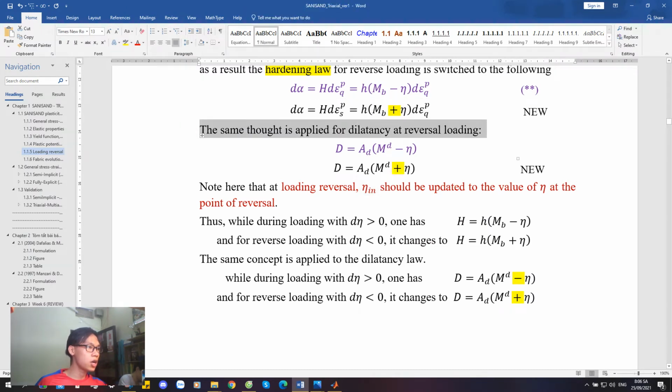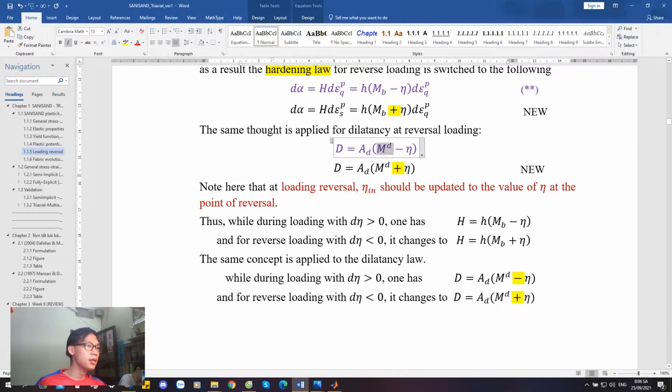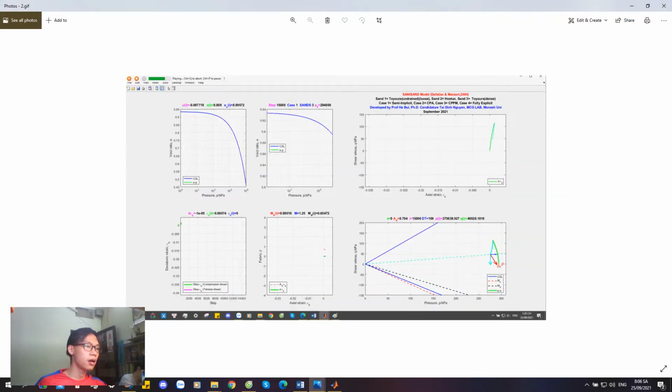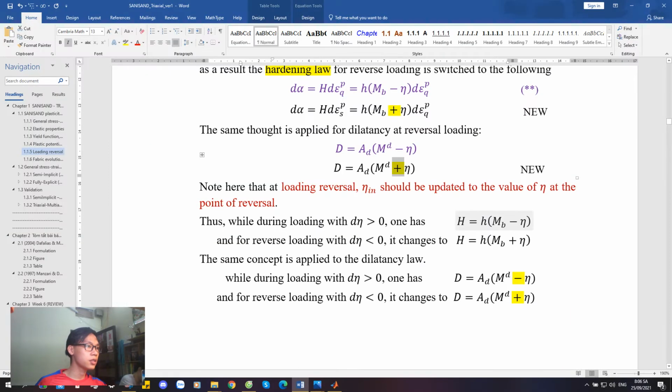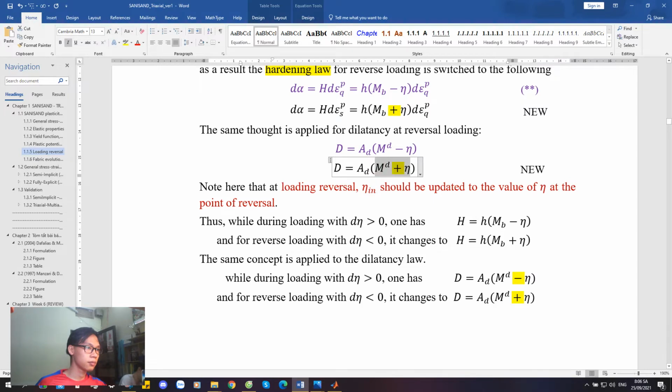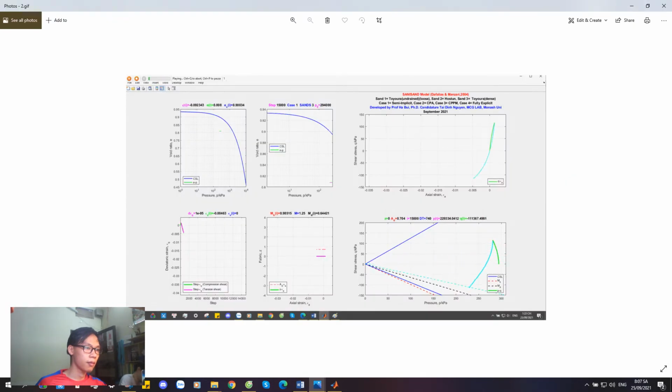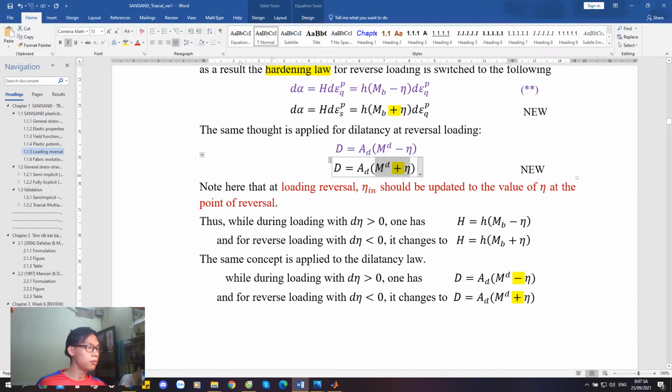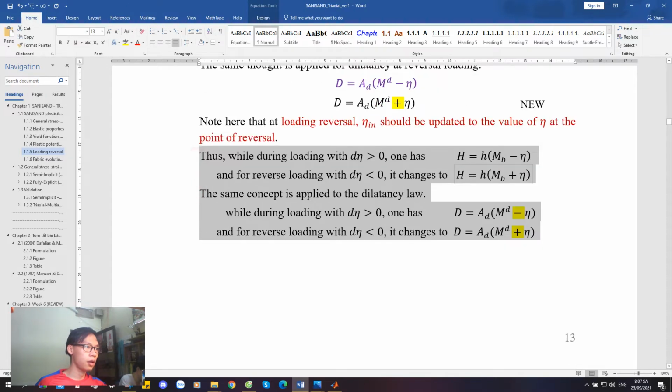Next, the same applies for dynamic reversal loading. We still change all of the MP or MD, minus eta to plus. It just keeps it always a distance. The eta now is negative value. MP over there works well, like the distance. So that's all of the things that should change.